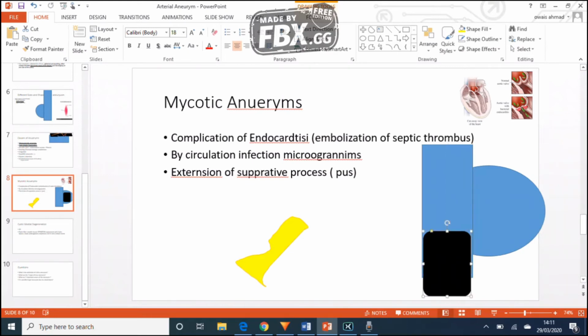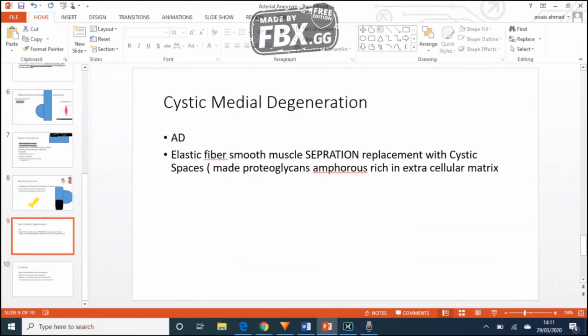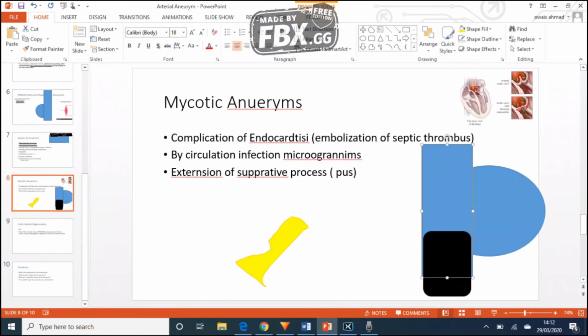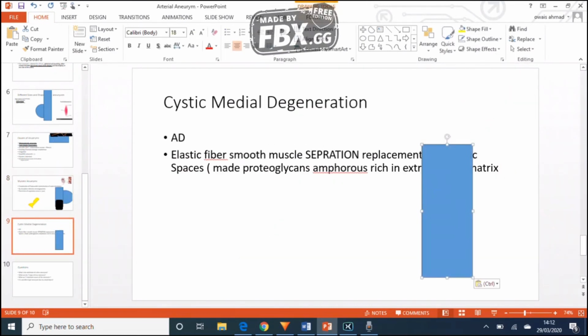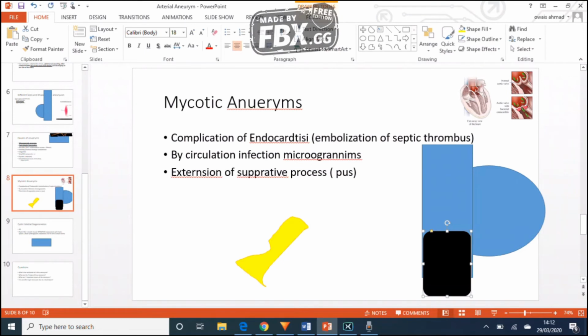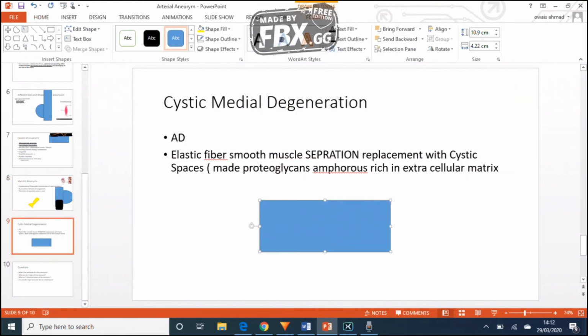The consistent medial dilatation is autosomal dominant, so that assumes that your parents or someone, grandparents, has it. What can it be? Basically, there will be separation between the elastic fibers and the smooth muscle. Essentially, I will just make it like this, and then like this. So I will assume that this is going to be the lumen. I will make this over here the media.